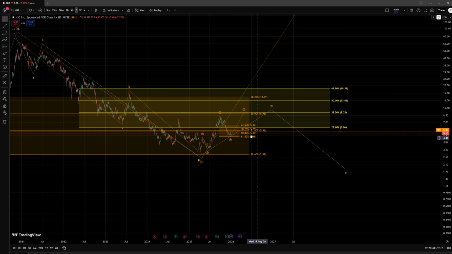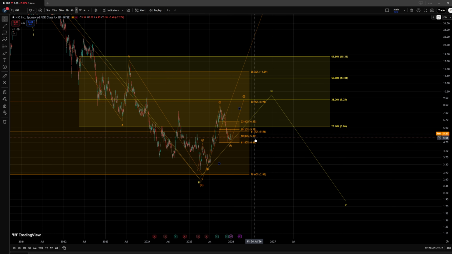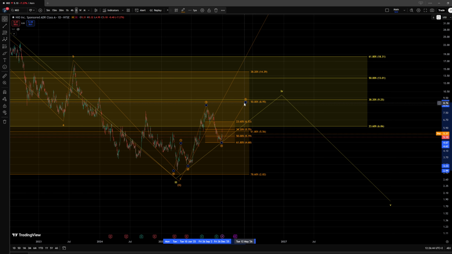Now, with this said, we need to be tracking the internals. We need to be seeing if we manage to build here a fifth wave. And for now, these are the levels. This is the trade setup.